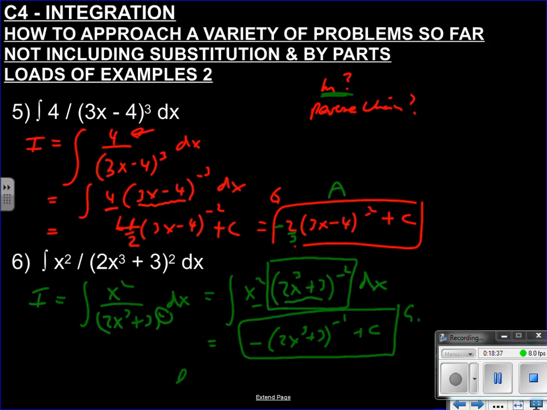Now I'm going to differentiate to check. The minus 1 would come down, so that would make 1. So that's 2x cubed plus 3 to the minus 2, and then out pops a 6x squared. We don't want 6x squared, we just want x squared. So if I divide that by 6, I need to divide this one by 6. And there we go. We've got our answer. Differentiate it to check quickly, and we're happy.